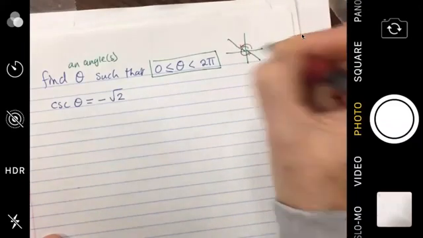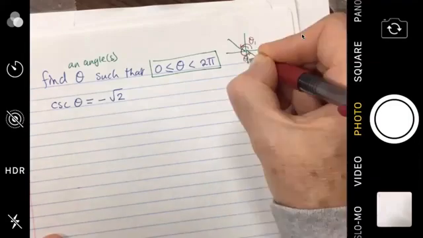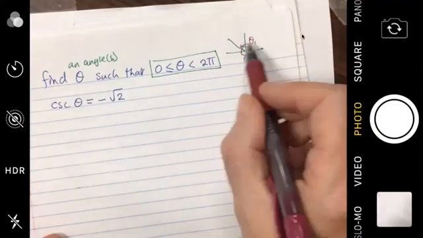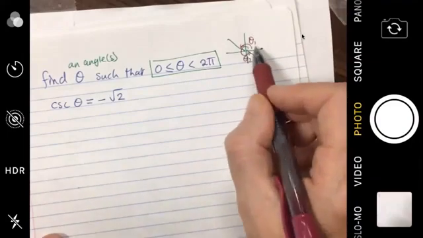We're going to find theta 1 and theta 2. They mostly have two angles. Sometimes you get one that only has one, but most of them have two. So bear that in mind.